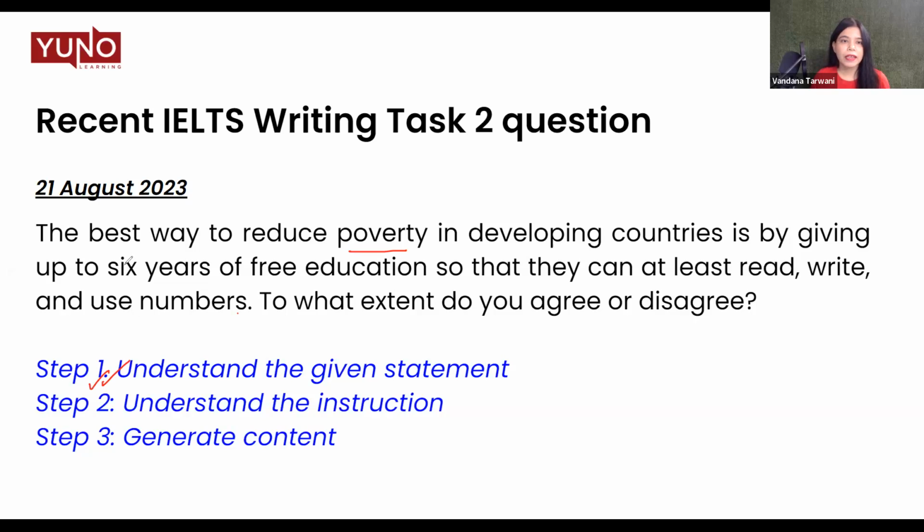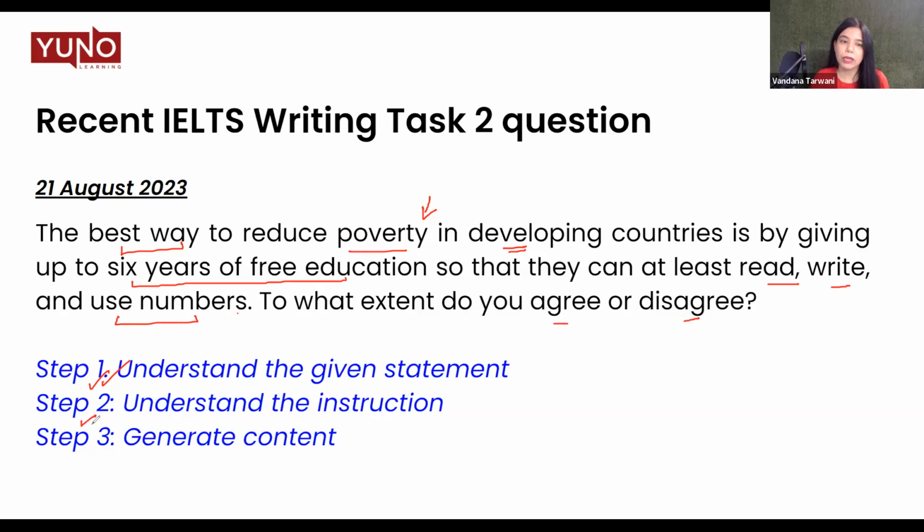What does it say? It says the best way to reduce what? Poverty. Where exactly? In developing countries, not in any country, is by giving up to 6 years of free education. What free education? Not senior secondary school, not higher education, up to 6 years of free education, so that they can at least read, write, and use numbers. At least read, write, and use numbers means to provide basic literacy. To what extent do you agree or disagree?